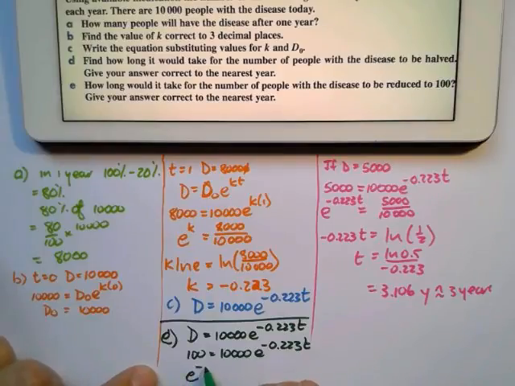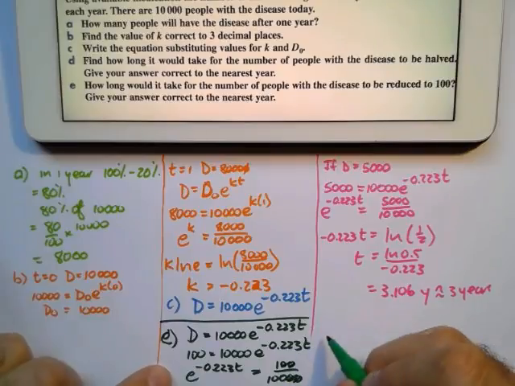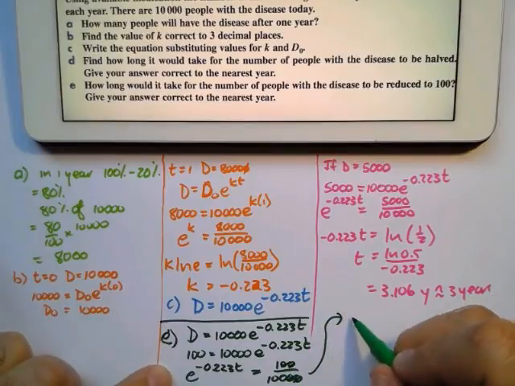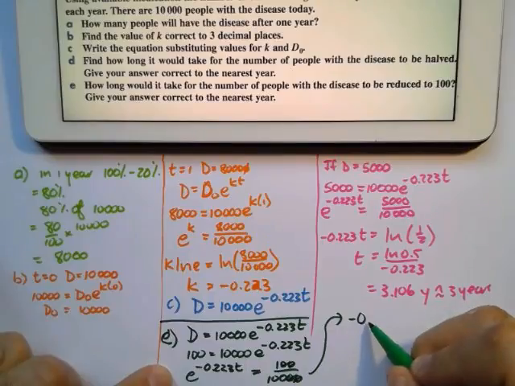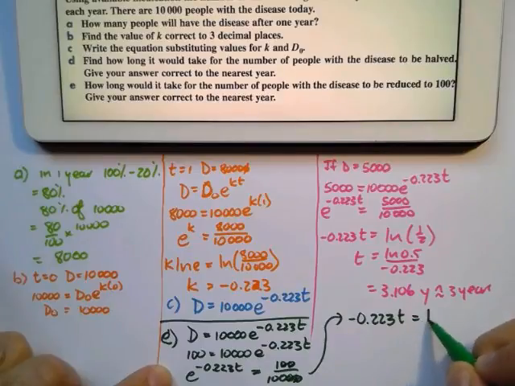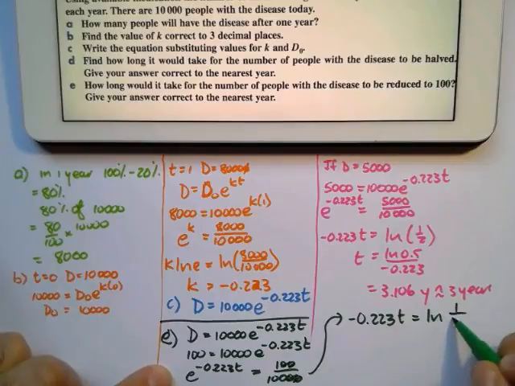e to the power minus 0.223t equals 100 divided by 10,000. That will cancel, so we'll have 1 over 100. I take ln both sides, and I'm going to move this to the front. So it's going to be negative 0.223t equals the ln of whatever is remaining over here, which is 1 over 100. Therefore, t equals ln of 1 over 100 divided by negative 0.223.